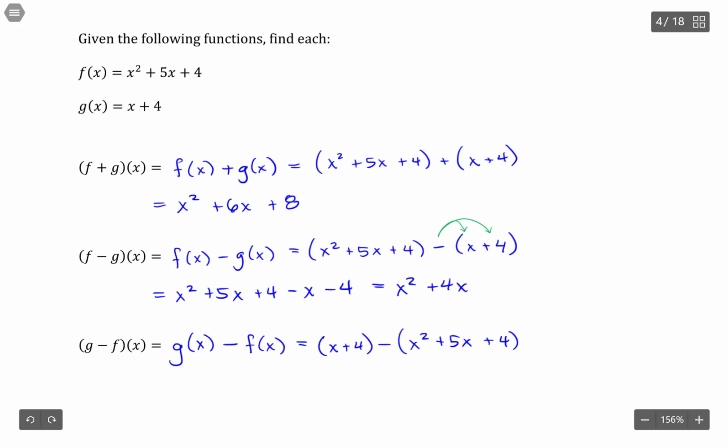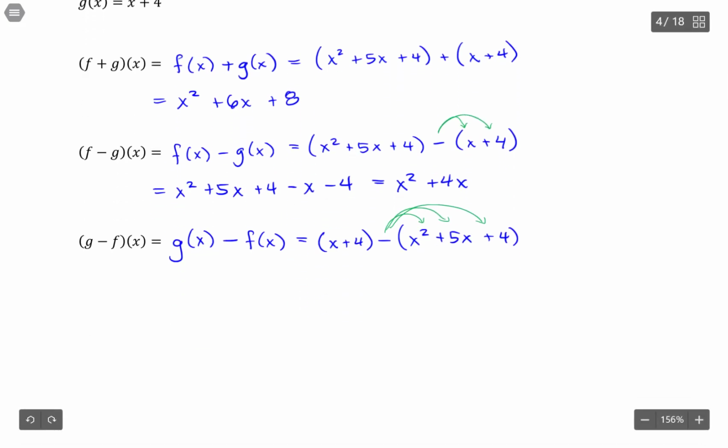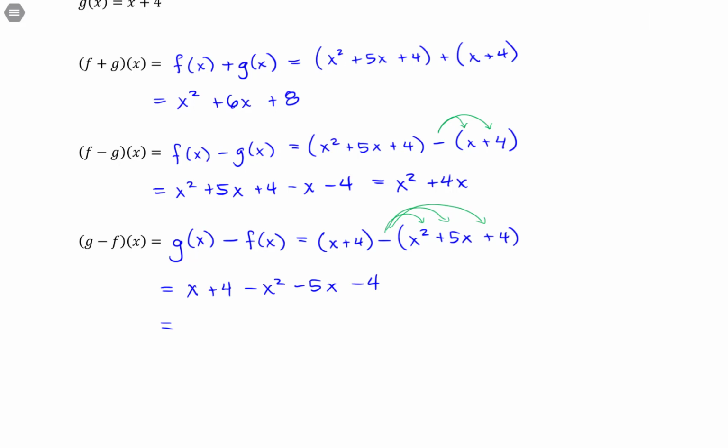The reason this does affect the answer is because now this negative is going to distribute into these terms rather than the x minus 4 as in the previous one. So what I will do is firstly go through and distribute the negative. So x plus 4 minus x squared minus 5x minus 4, and then combine like terms.